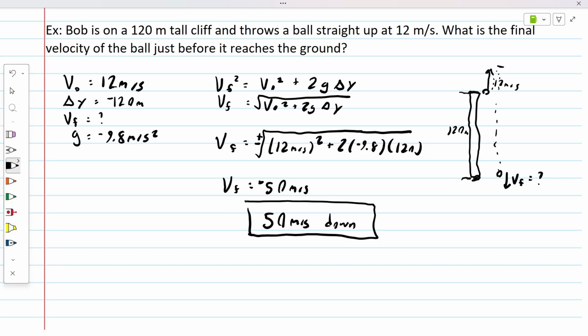So always make sure you have the direction when you're solving for a vector value.